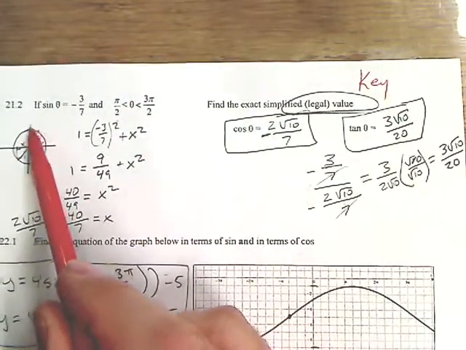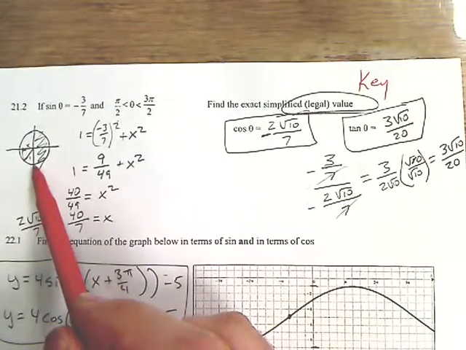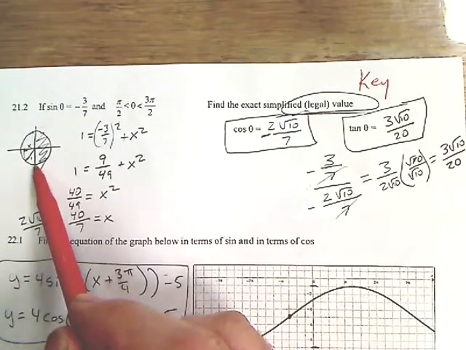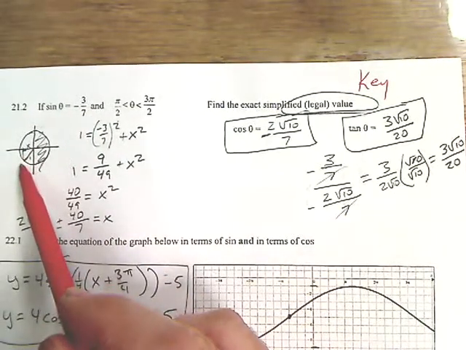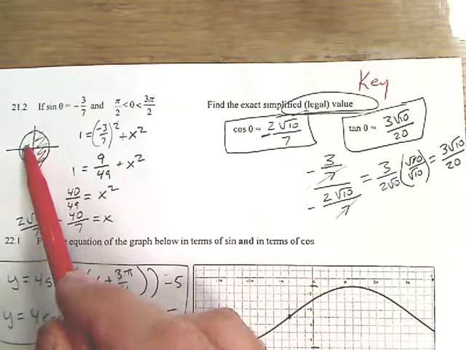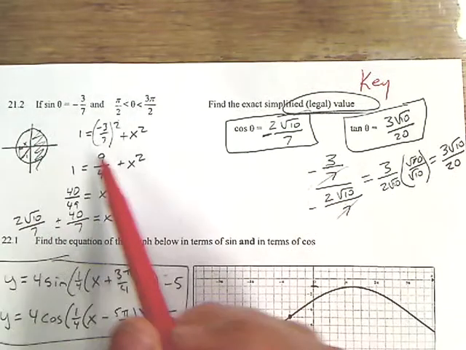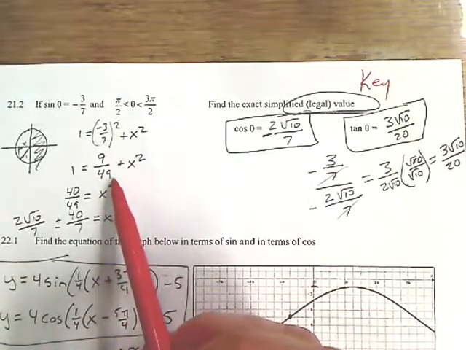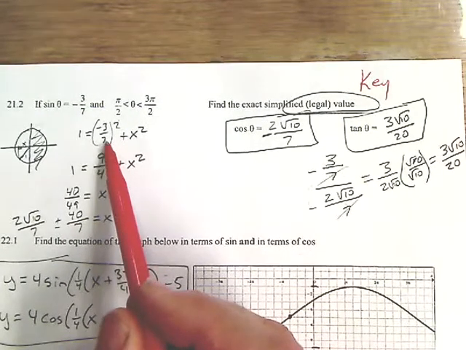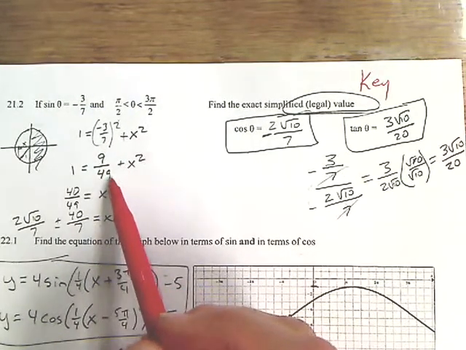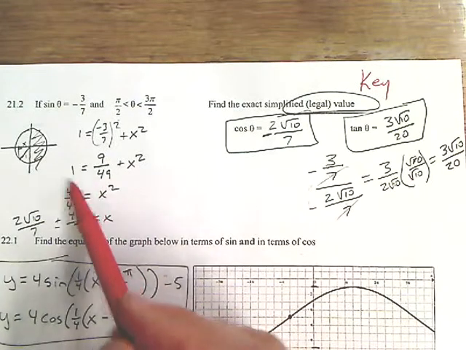Drew my picture from pi over 2 all the way to 3 pi over 2. And the sign is negative, so it's down here in this quadrant. So my cosine's also going to be negative because it's a negative right there. Use Pythagorean's theorem. Still getting a couple people just multiplying that by 2. It's squared. 7 times 7 gives me 49. Subtract it to the other side.